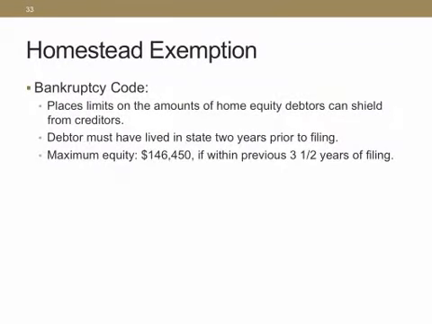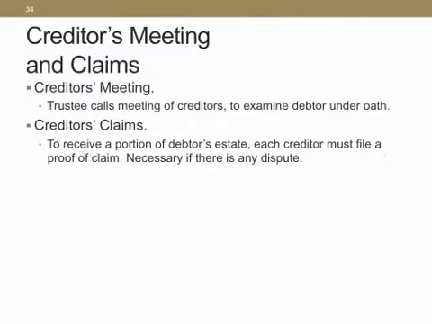In terms of the homestead exemption, the idea is to provide protection for home equity. And there are some requirements in terms of residence and amount. The creditors do meet. The trustee calls that meeting and examines the debtor under oath.